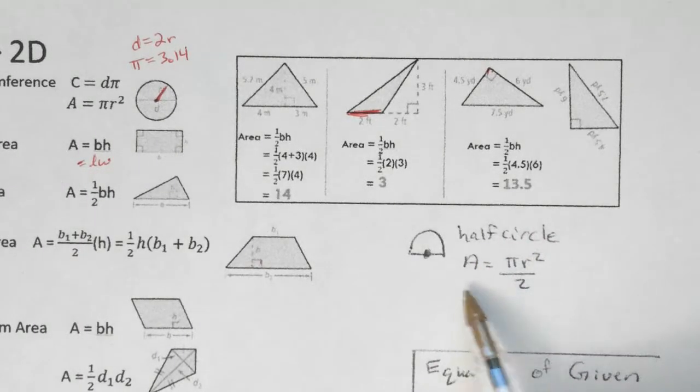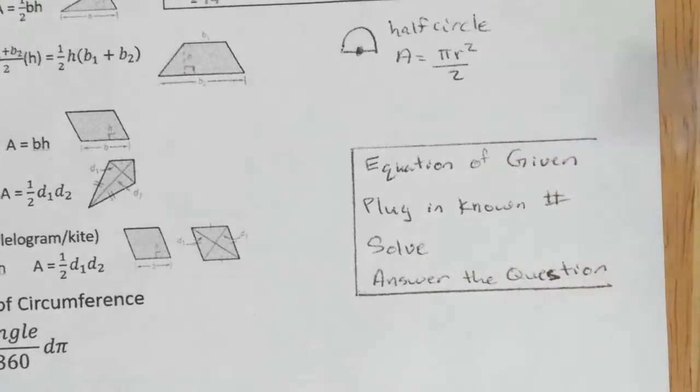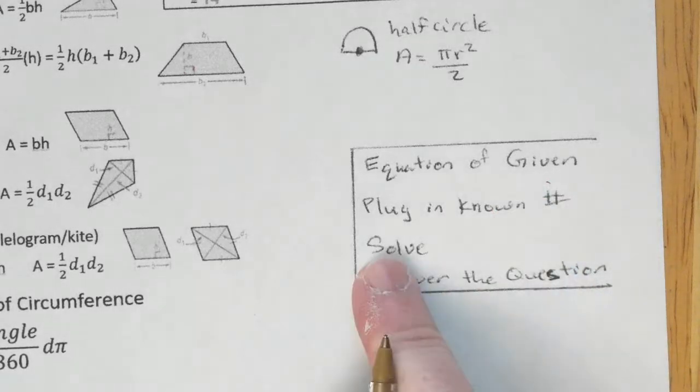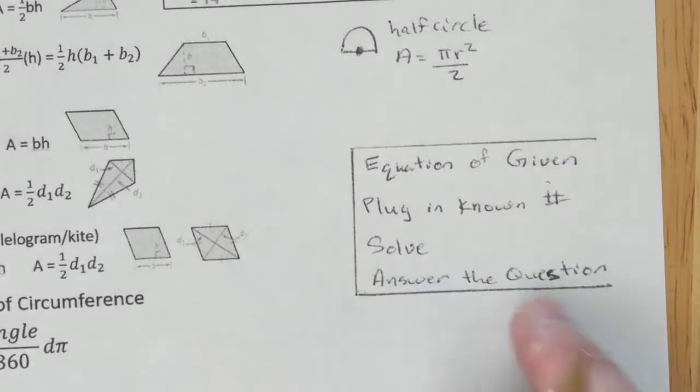All right, half a circle is pi r squared divided by 2. And here is the basic gist. Write out the equation of whatever they gave you, plug in your known stuff, solve, and then make sure you answer the question, because sometimes that's not what you're looking for. Yeah, you found x, but sometimes it's not what they wanted.